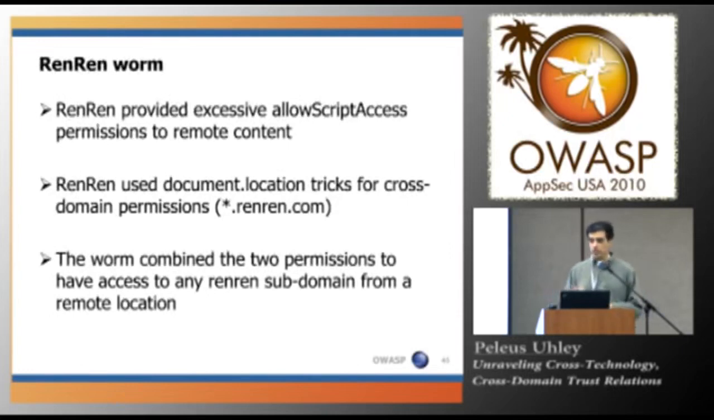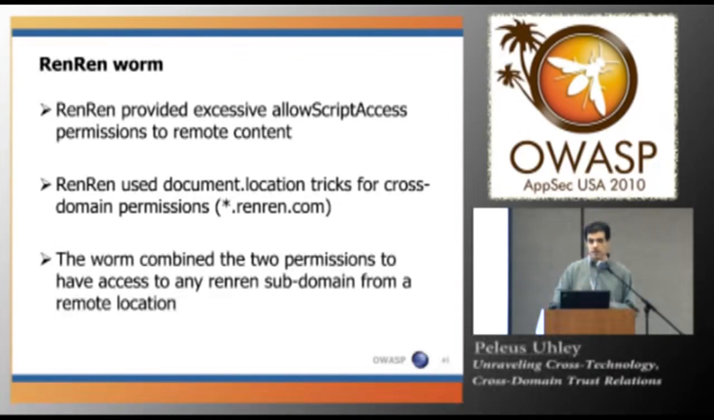There's a site in China called RenRen, and it was basically a social networking site, think Facebook, but for Chinese students. The way the worm worked was it first took advantage of an allowScriptAccess always permission on the page. Like a lot of social networking sites, it allows you to link to different videos to share with your friends. On Facebook, you can link to a YouTube video to share with your friends. In this scenario, they were doing the same thing, but when they generated the HTML for the page, they set allowScriptAccess to always, which meant that the video on the remote site could execute script commands in the hosting web page.